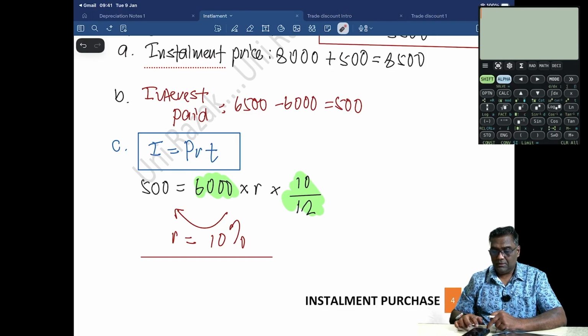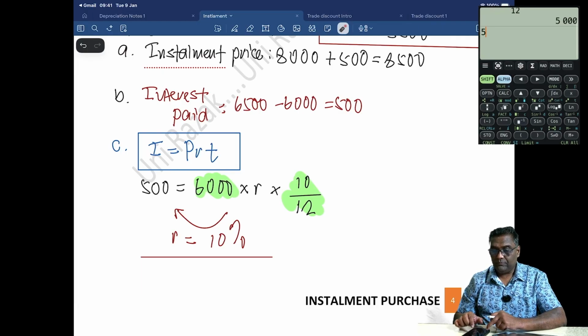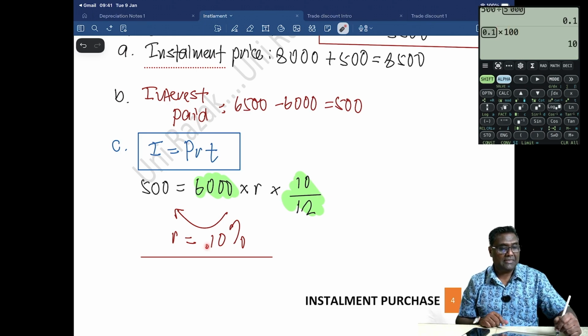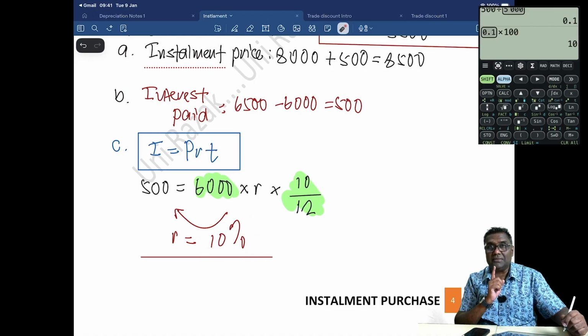6,000 times 10 over 12 value. Then I take 500 divided by the answer. I want it in rate percentage, so I take the answer times 100. So that is how I got the 10%. This is the simple interest rate.